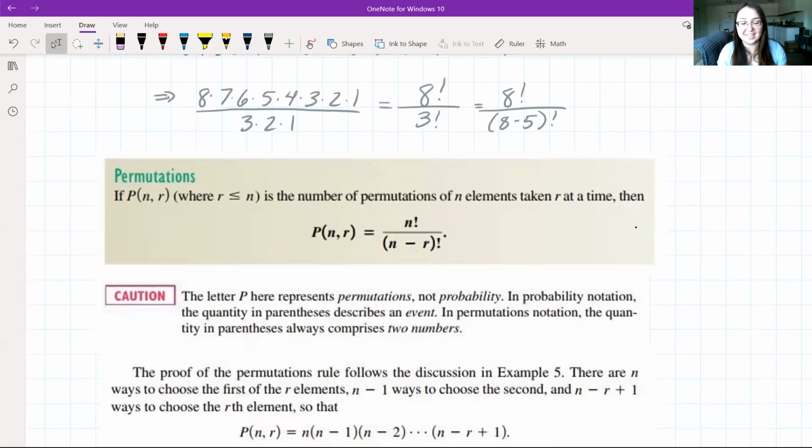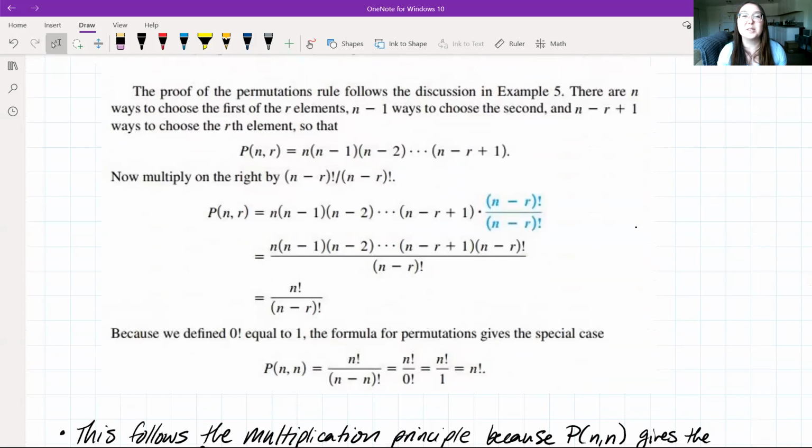So a caution here. The letter P represents permutations, not probabilities. So don't think of this as the probability at n and r or something. It's the permutation of n taken r times. In probability notation, the quantity in parentheses describes an event. So in permutation notation, the quantity in parentheses always comprises 2 numbers. So if you're thinking just in terms of notation here, if we see P of 1 value, that means probability. If we see P of 2 values, that means permutation. We always will see it like that. So if it has 2 values, it's permutation, 1 value, probability.